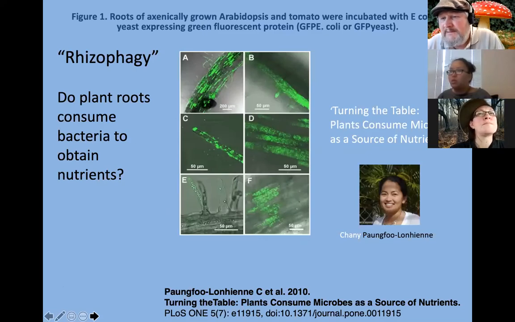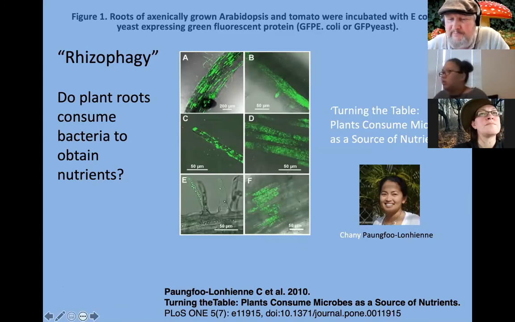Well, this internalization of microbes into plant roots was noticed back in 2010 by some Australian investigators. And this is one of those investigators, Channy Pong Fu, over to the right.